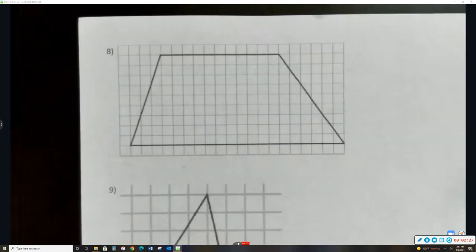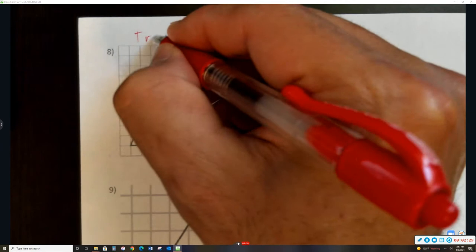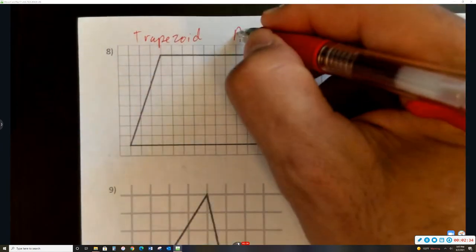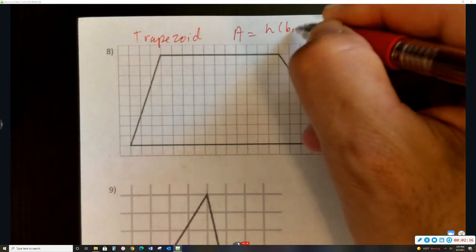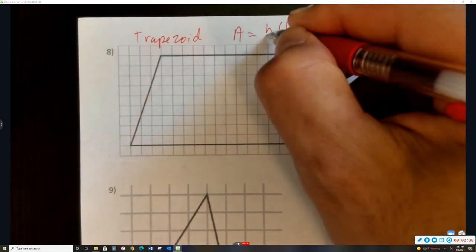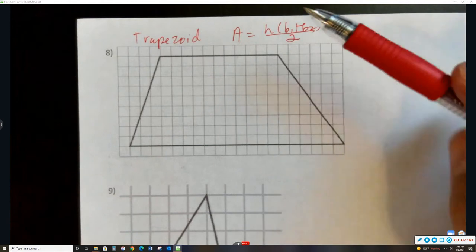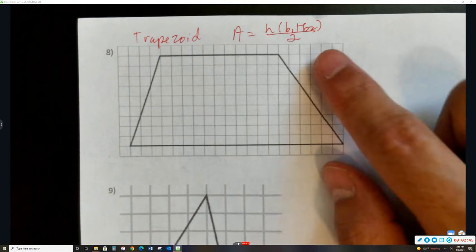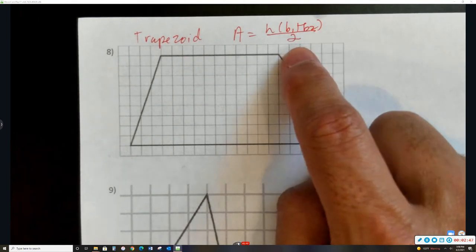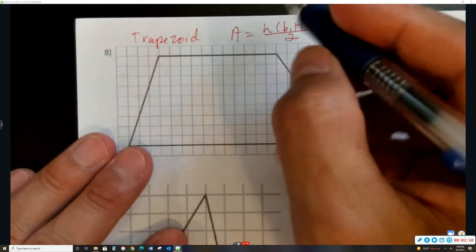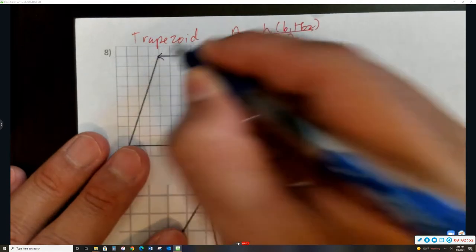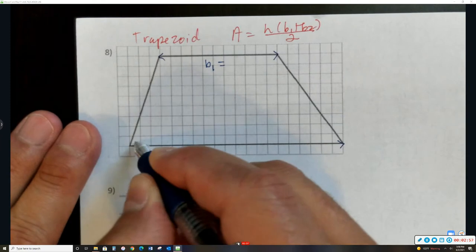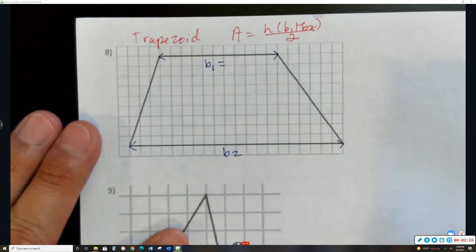If you look at number 8, you should look at that and think, that's a trapezoid. And for a trapezoid, this is the formula we've been using: the height times the sum of base 1 and base 2, all divided by 2. Now remember, the bases are the parallel sides. So this is base 1, and this is the other parallel side. This would be base 2.